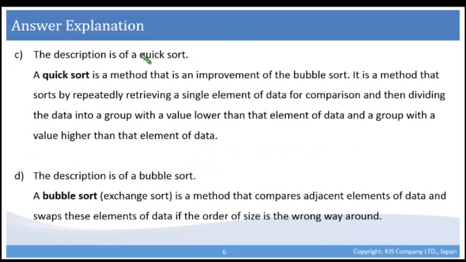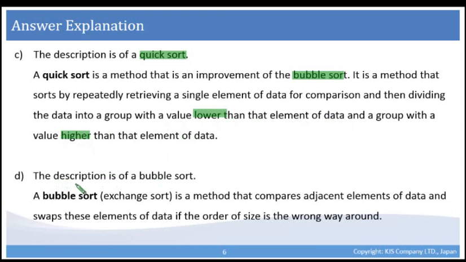C is a description of a quicksort. A quicksort is a method that is an improvement on the bubble sort. It is a method that sorts by repeatedly retrieving a single element of data for comparison, and then dividing the data into two groups, one with a lower value than that element of data, and one with a higher value than that element of data.